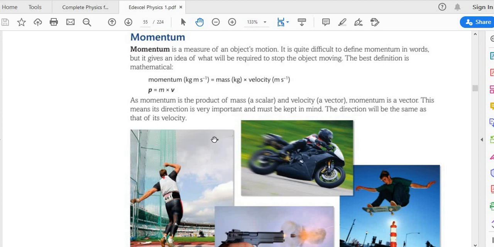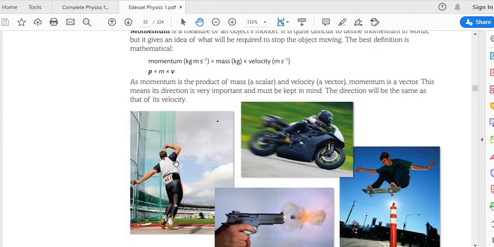So this ball here, the shot put, is very heavy. You would have seen this in the Olympics also. Those who are doing athletics may be familiar with this. So this is very heavy, so the mass is very high. Maybe it's not moving with very high speed, but because the mass is high, the momentum can be high.